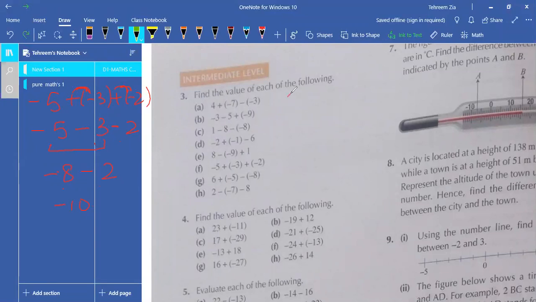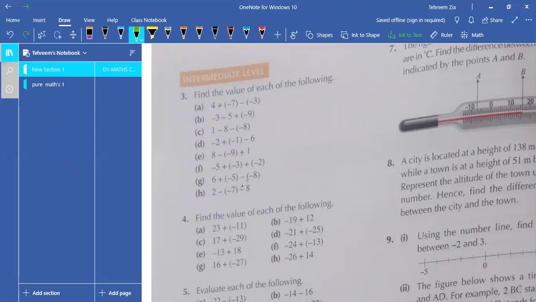Next we have 6 plus minus 5 minus minus 8. So we have 6, opposite sign, minus 5. Same sign, plus 8. So 6 minus 5 is 1, plus 8, which is going to be equal to 9. Answer is 9.